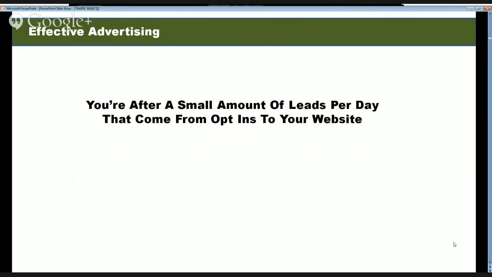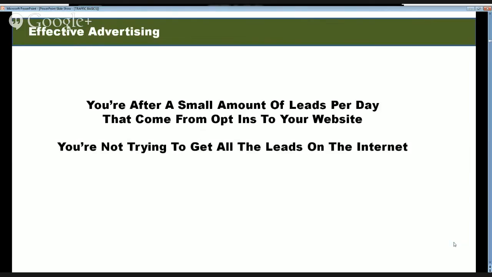The truth of the matter is that you're after a small amount of leads every day that come in from opt-ins to your website. And then you're going to try to get them on the phone and talk to them. That's the whole sales funnel that you have. You're not trying to get all the leads possible on the internet.